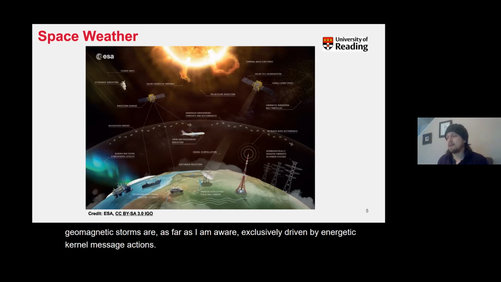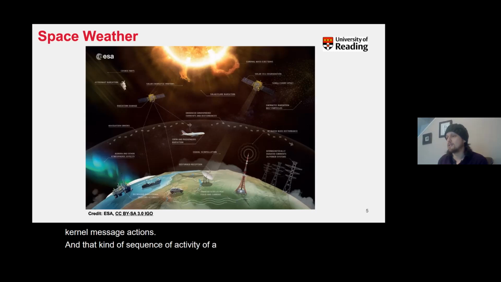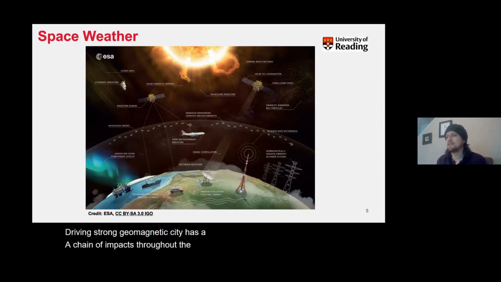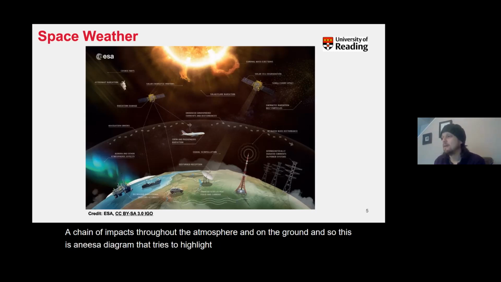And that kind of sequence of activity, of a CME reaching Earth and driving strong geomagnetic activity, has a chain of impacts throughout the atmosphere and on the ground. And so this is an ESA diagram that tries to highlight some of those things.